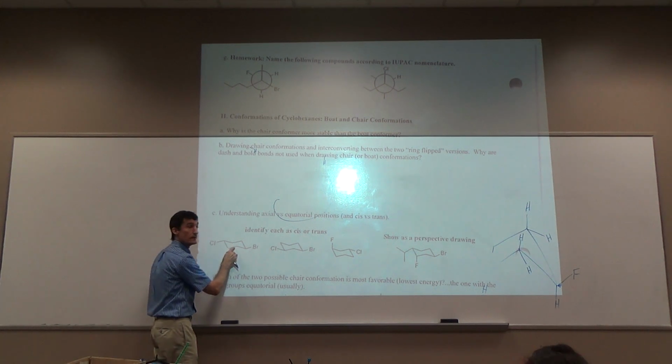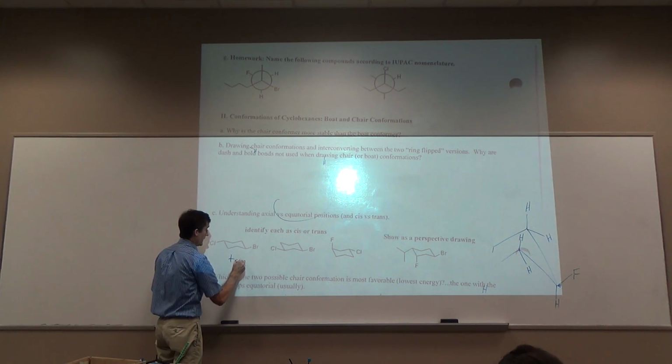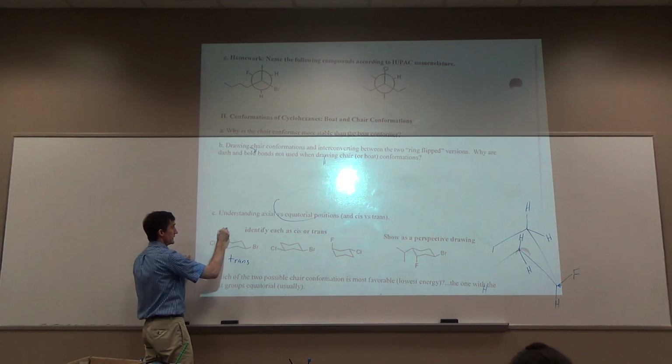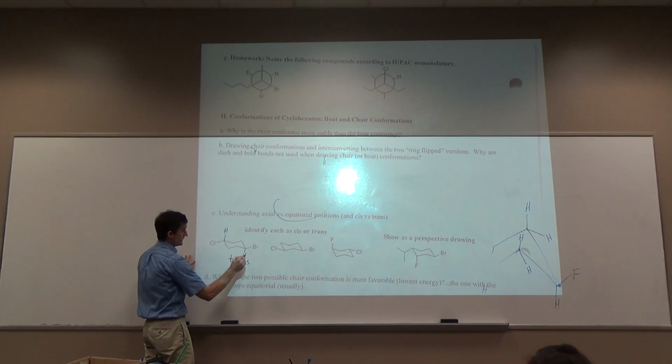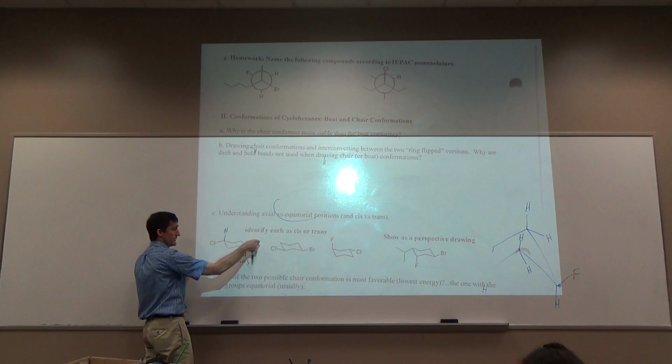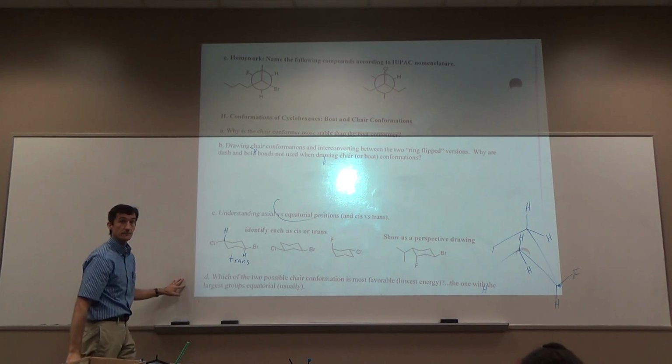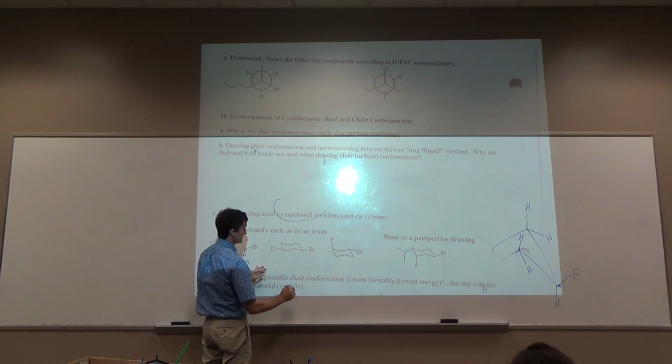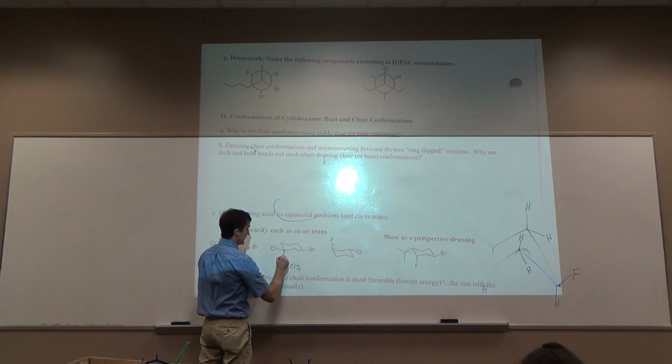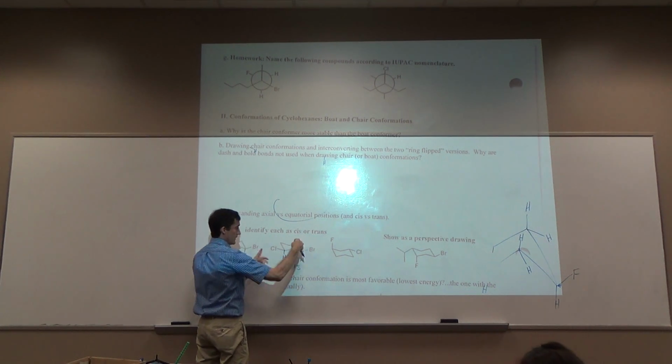Anybody? Trans. Why? Because there's an H here straight up, an H here straight down. Chlorine is below the H, and bromine is above the H. They're opposite, trans. How about over here? Yeah, that's cis. Both above the H's.